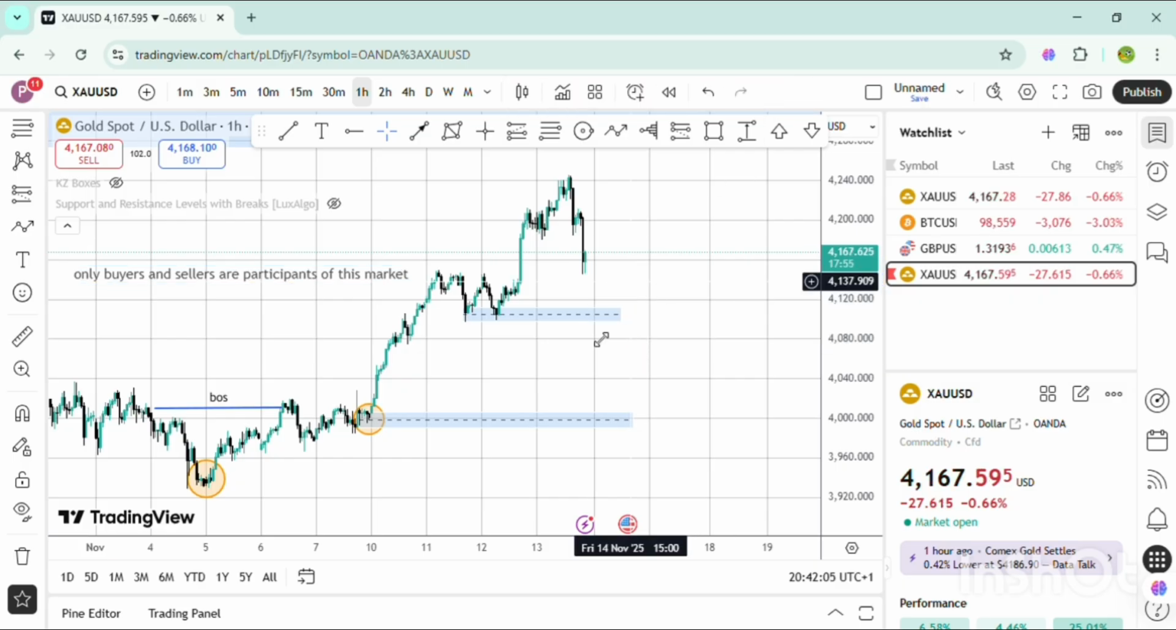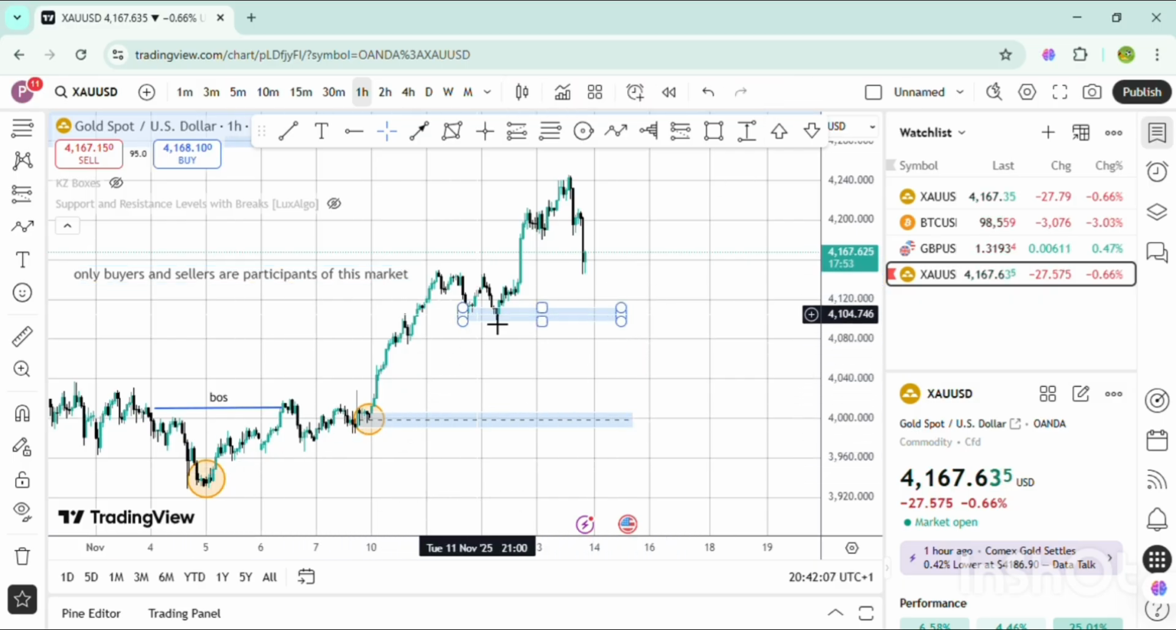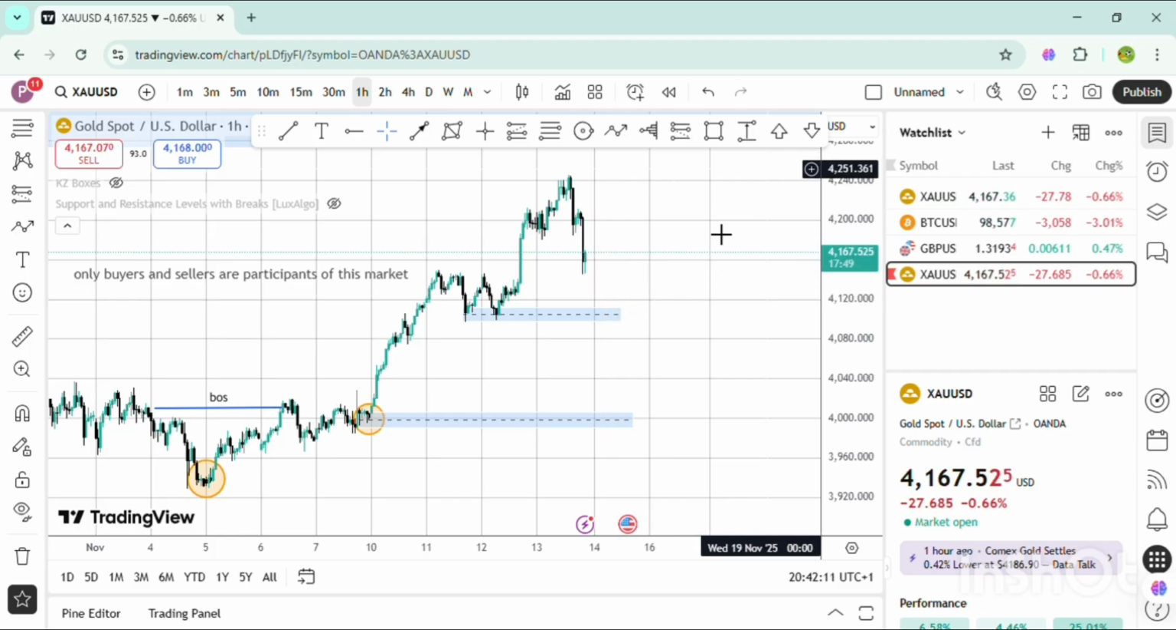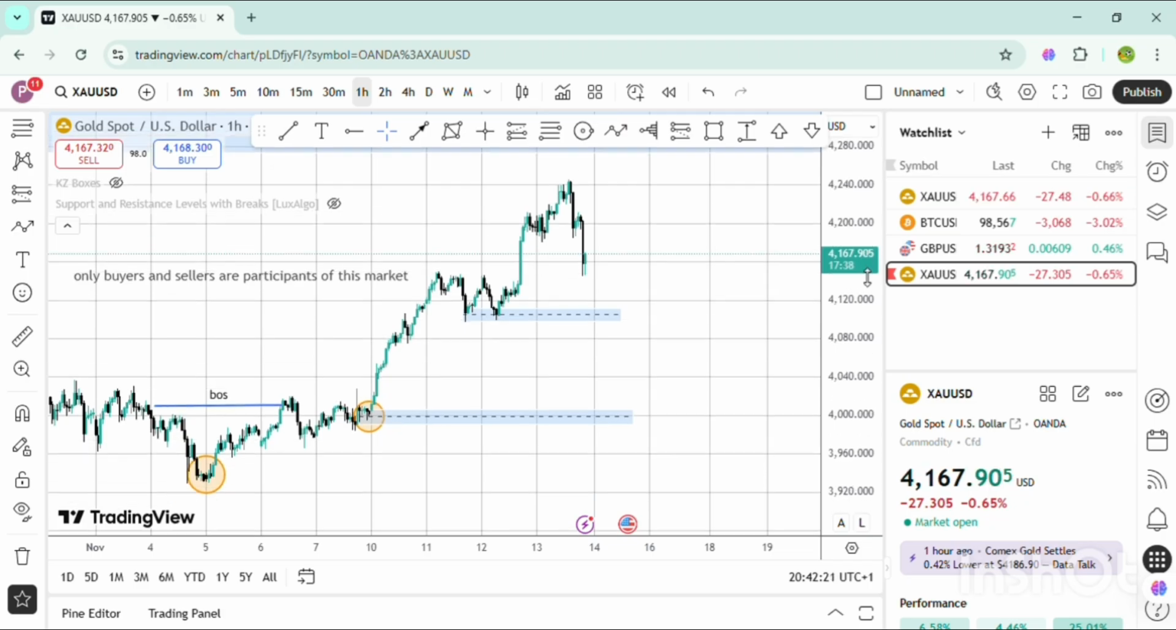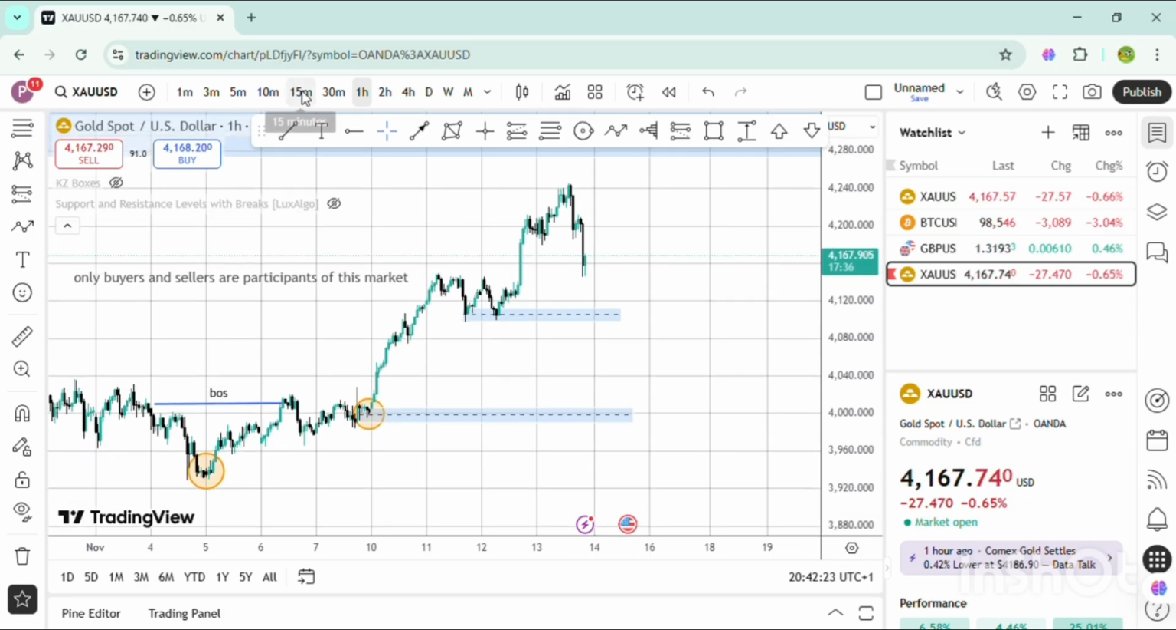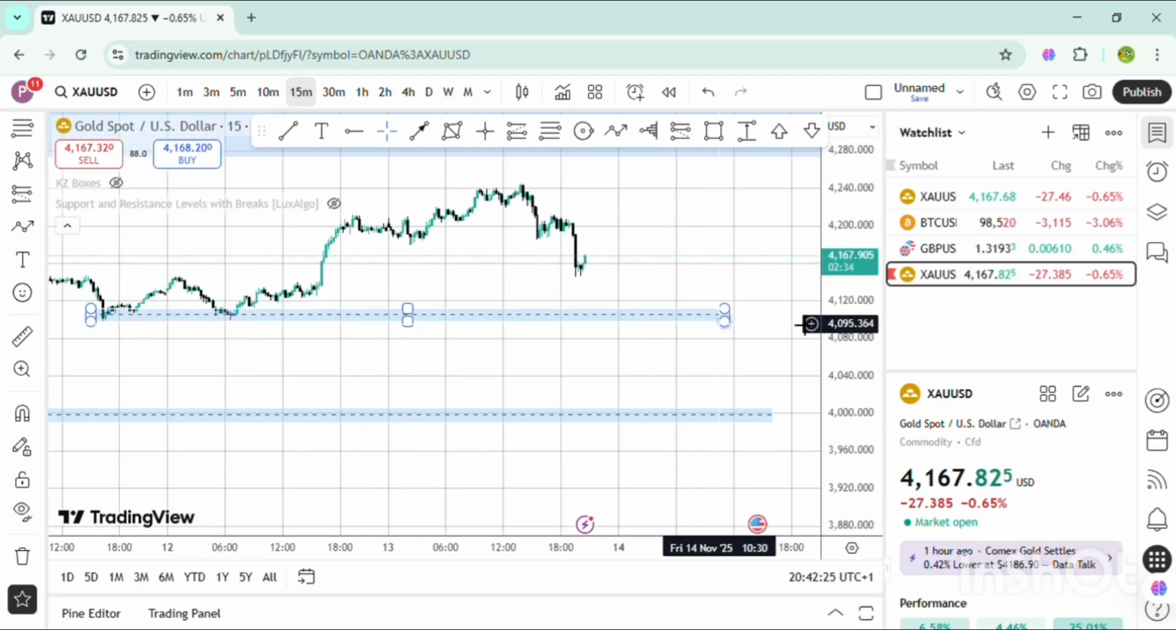So you just need to follow the trend because you're a retail trader. So this is it now. As we have mapped out our supply and our recent demand zone, let's go down to the 15 minutes time frame.